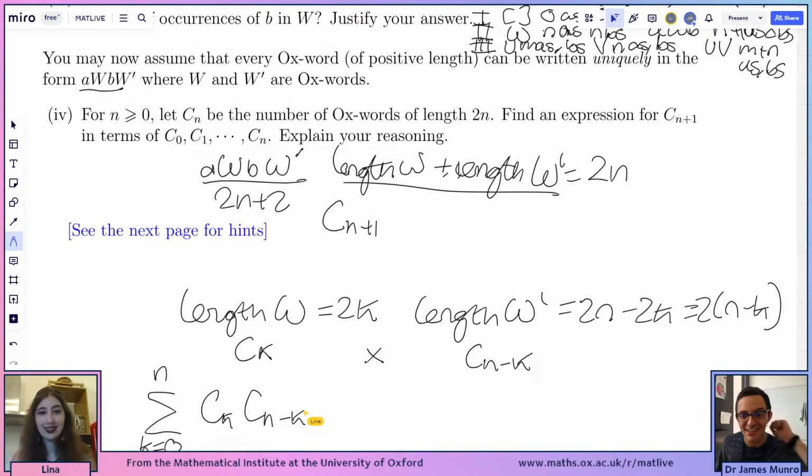Nice. I muted myself at the wrong moment. I got thrown by these kind of factors of 2 at one point. But no, you're spot on, of course.